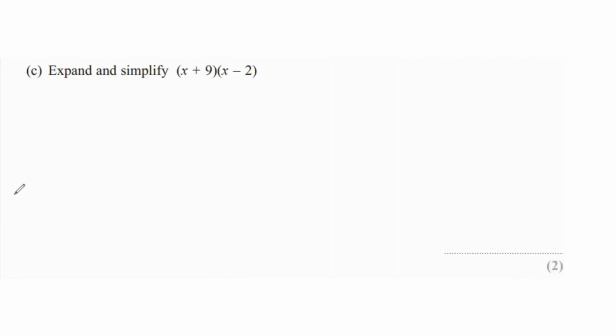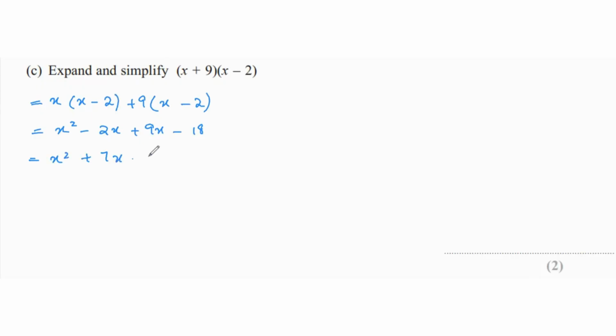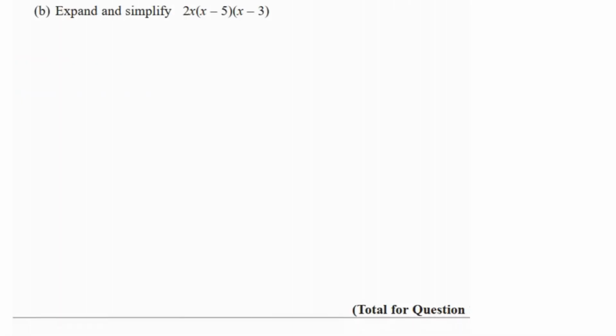So now we have the expansion of a double bracket. We're multiplying x plus 9 with x minus 2. So x bracket x minus 2 plus 9 bracket x minus 2. That's x squared minus 2x plus 9x minus 18. That's x squared plus 7x minus 18. And that's your answer. This is again similar to what we did in the previous question.